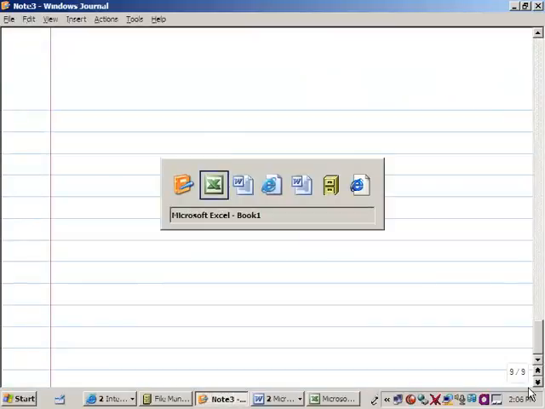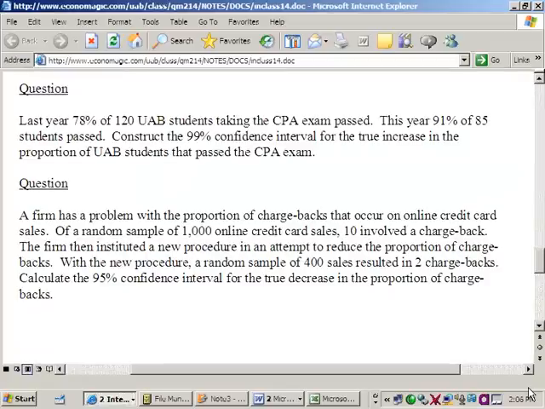Let's have a look at the next problem. Alright, a firm has a problem with the proportion of chargebacks that occur on online credit card sales. Of a random sample of 1,000 online credit card sales, 10 involved a chargeback. The firm then instituted a new procedure in an attempt to reduce the proportion of chargebacks. With the new procedure, a random sample of 400 sales resulted in 2 chargebacks. Calculate the 95% confidence interval for the true decrease in the proportion of chargebacks.